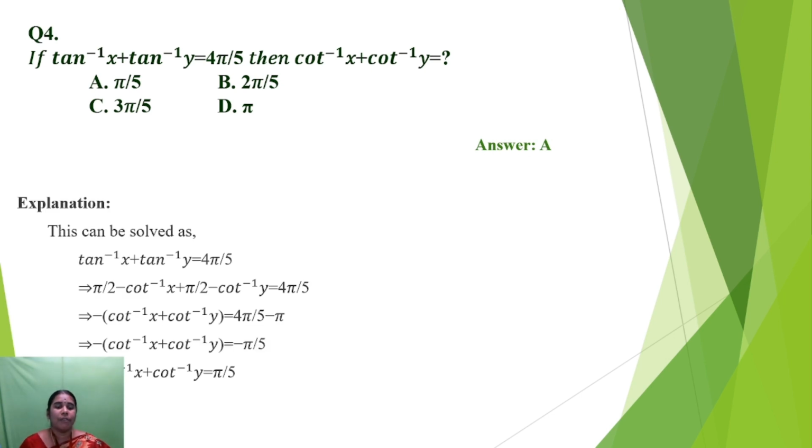See the explanation. Tan inverse of x is equivalent to pi by 2 minus cot inverse of x. So we replace: pi by 2 minus cot inverse of x plus pi by 2 minus cot inverse of y. Pi by 2 plus pi by 2 is pi. Taking pi to the right side, we get minus of cot inverse of x plus cot inverse of y equals 4 pi by 5 minus pi, which is minus pi by 5. Cancelling the minus, cot inverse of x plus cot inverse of y is equal to pi by 5, which is option A. Here we use only one formula: tan inverse of theta is equal to 90 degrees minus cot inverse of theta.